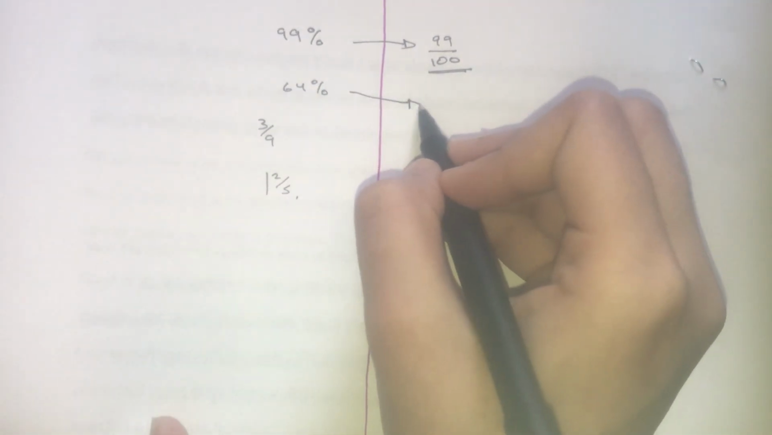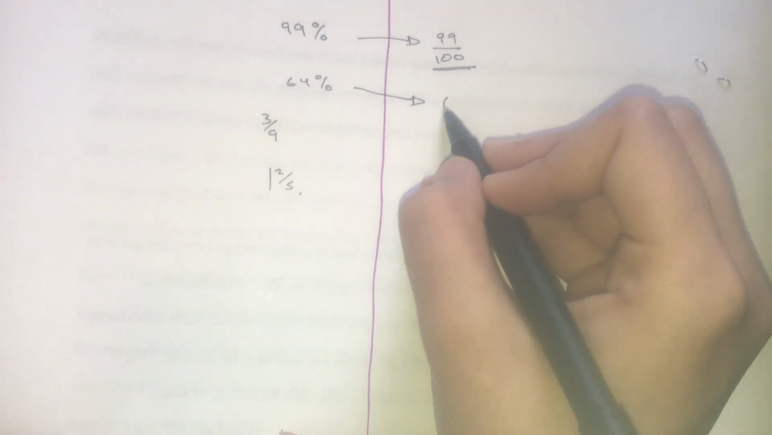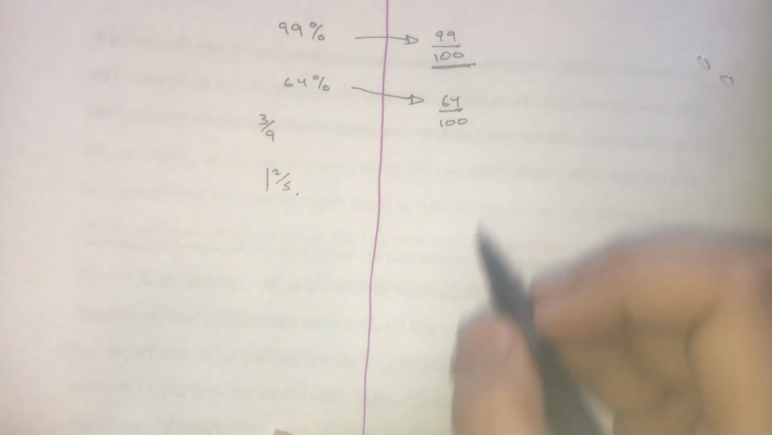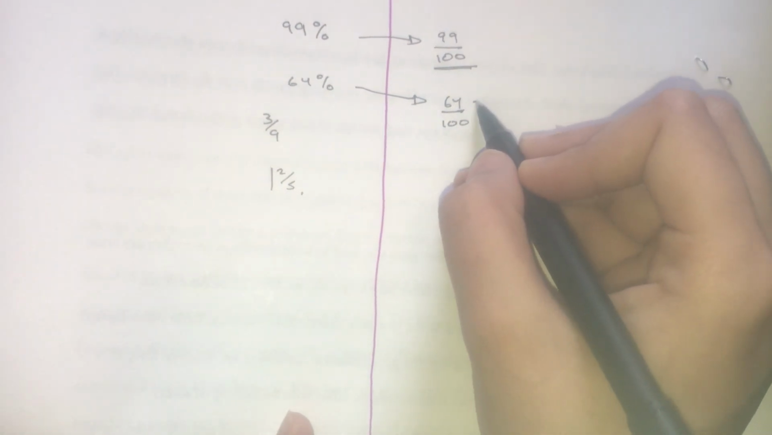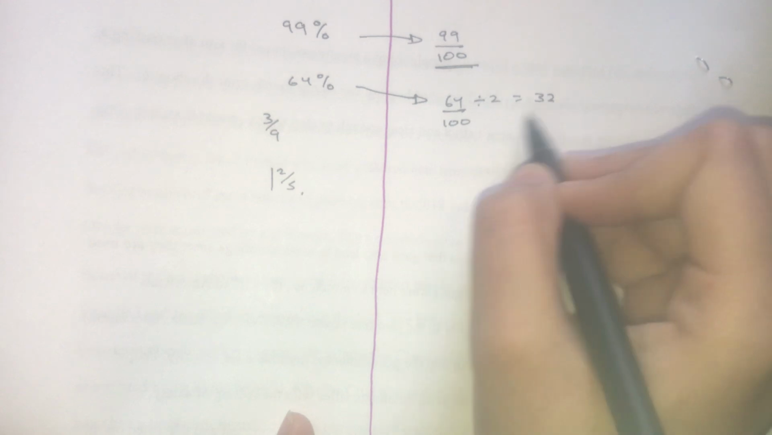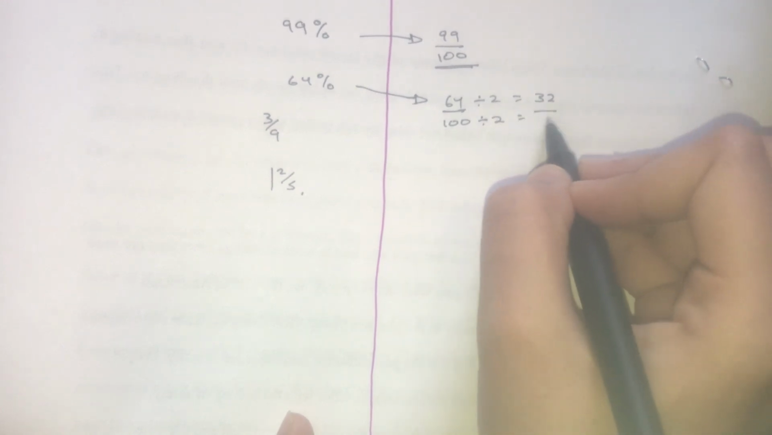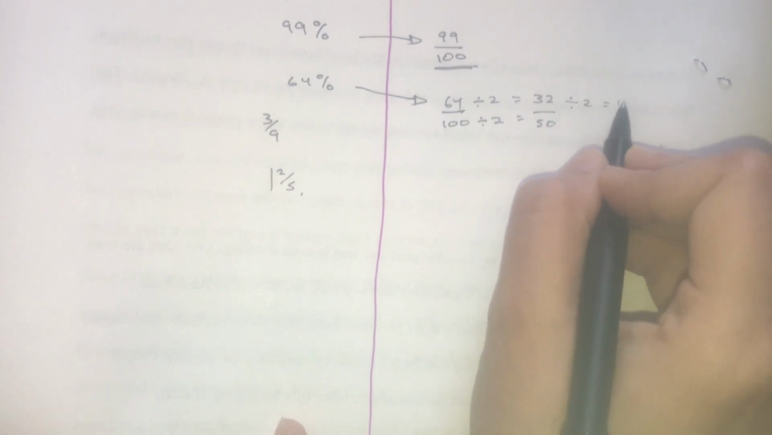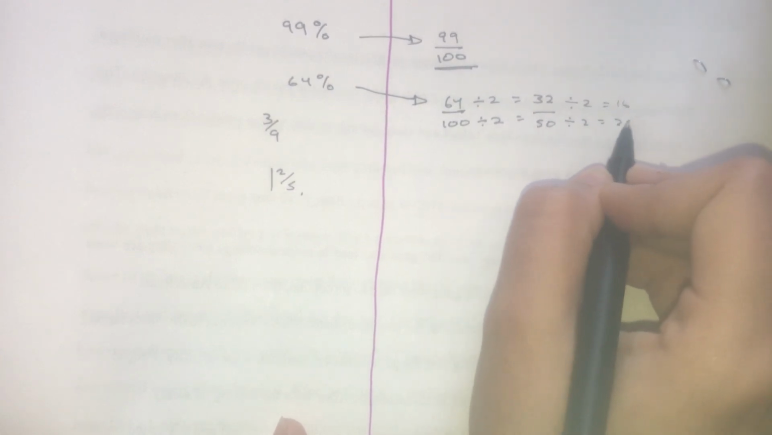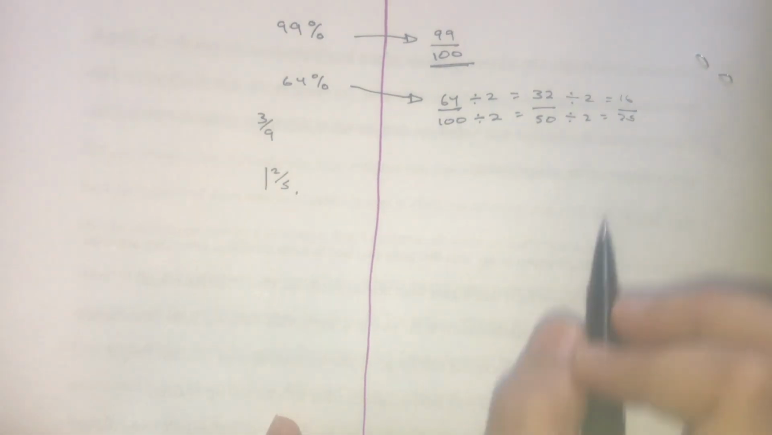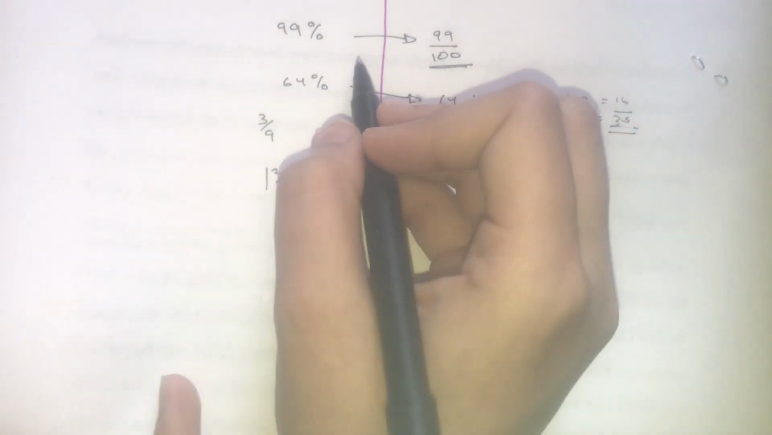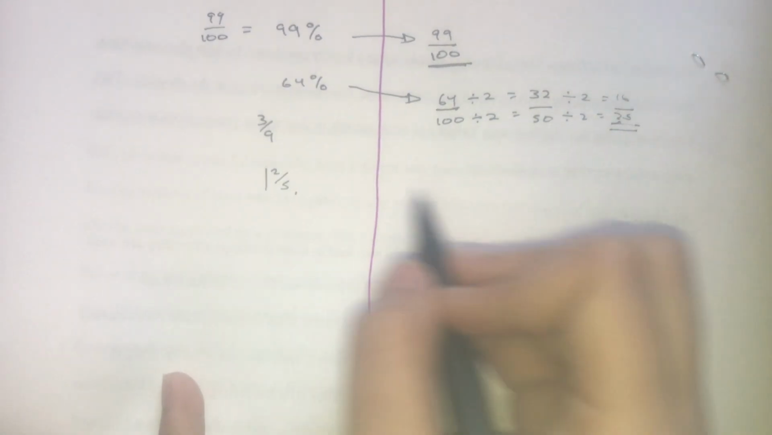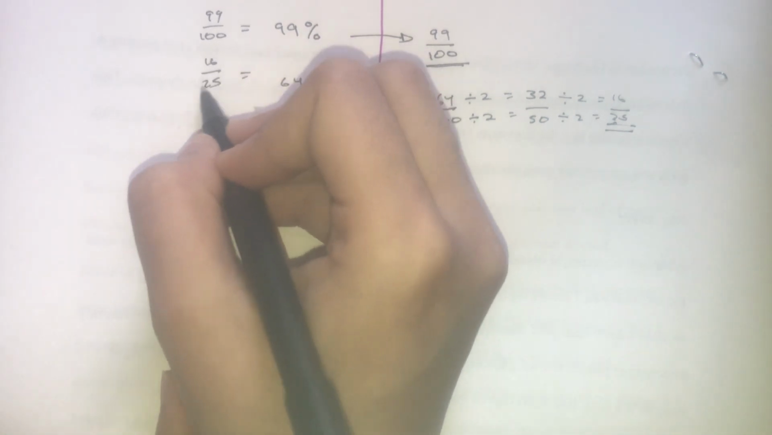64%. You remove the percentage sign, so 64, and then you divide by 100. It's a really big number and it can be simplified, so you start simplifying. Divide by 2, that is 32, divide by 2, that is 50. It can still be simplified, so divide by 2 is equal to 16, divide by 2 is equal to 25. Can it be simplified further, guys? No, so that's your answer. So 99% is equal to 99 over 100 as a fraction. 64% is equal to 16 over 25 as a fraction.